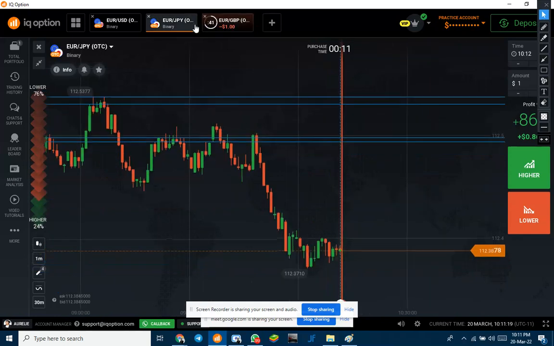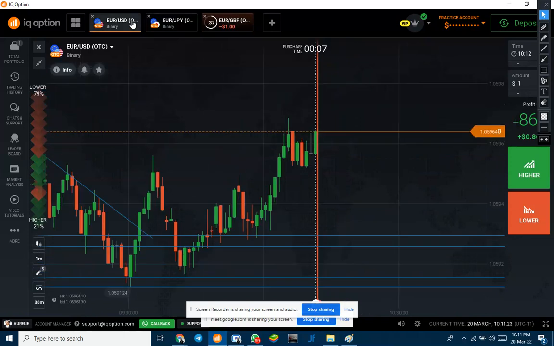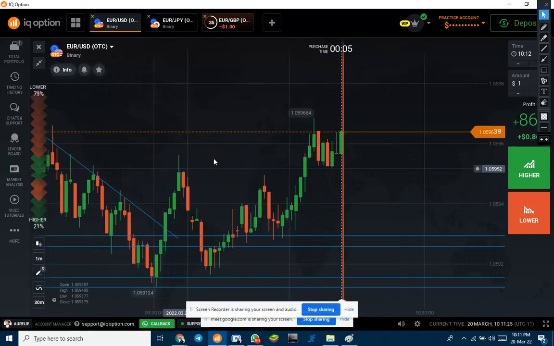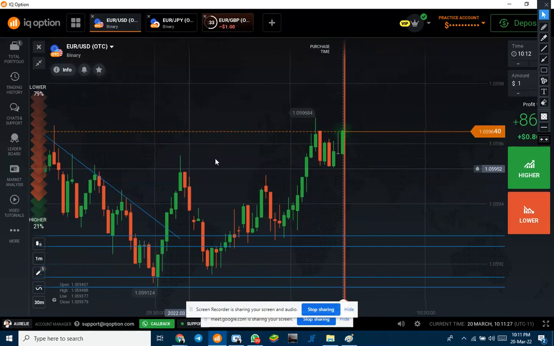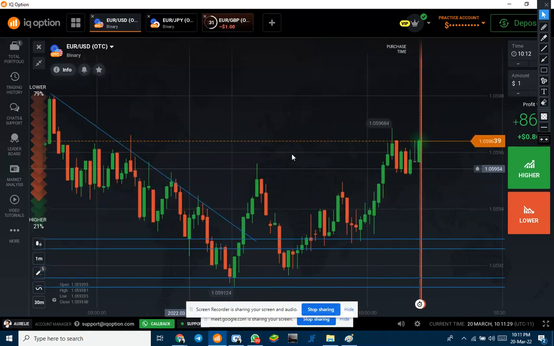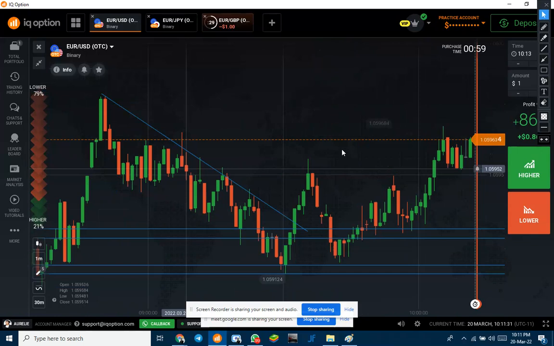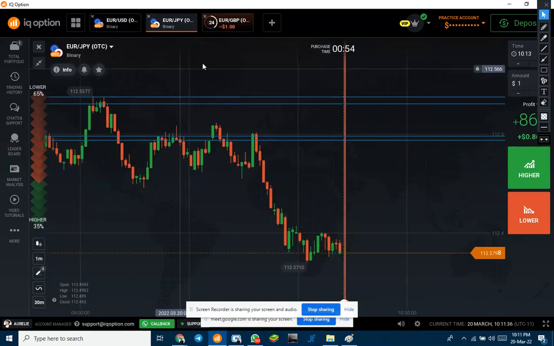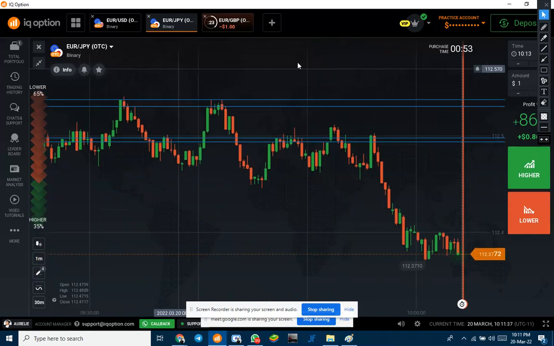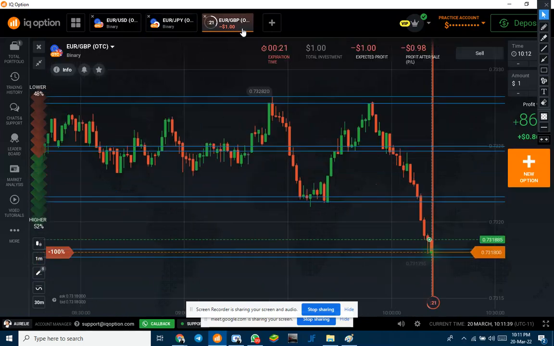I think it's just like, where's the trade here? See Euro USD. It's just like the one trade that we took here. Or Euro JPY. I can't check. I can't find it.